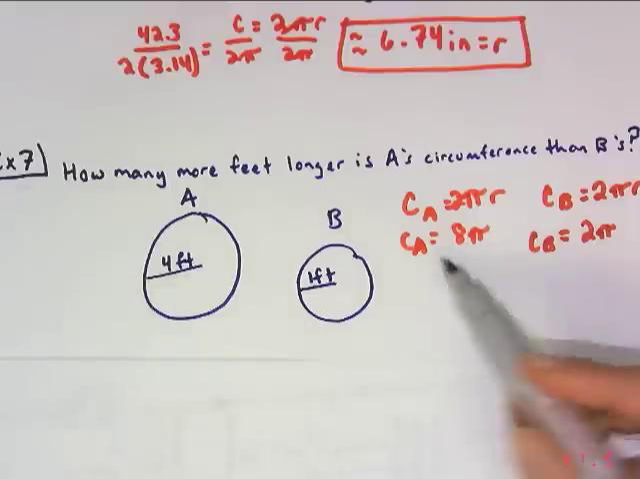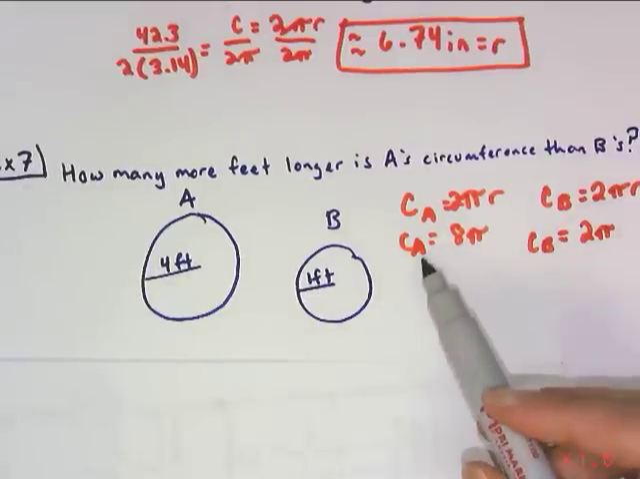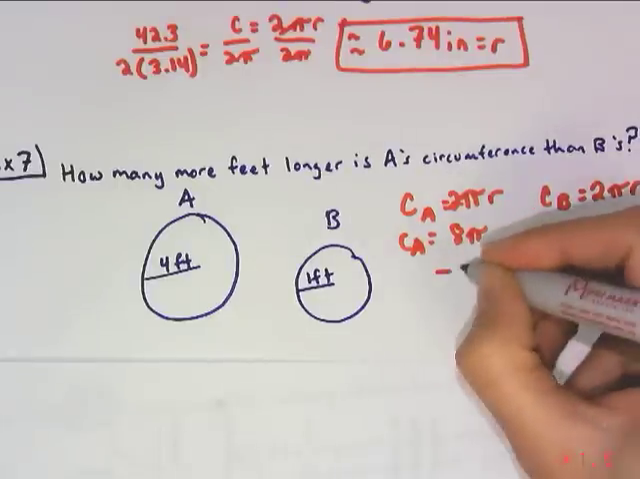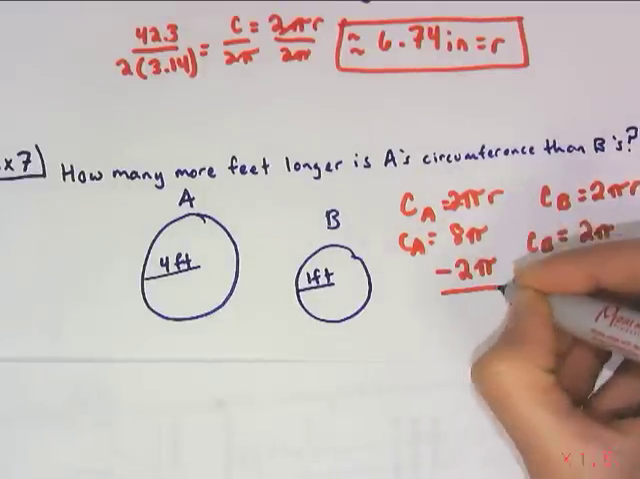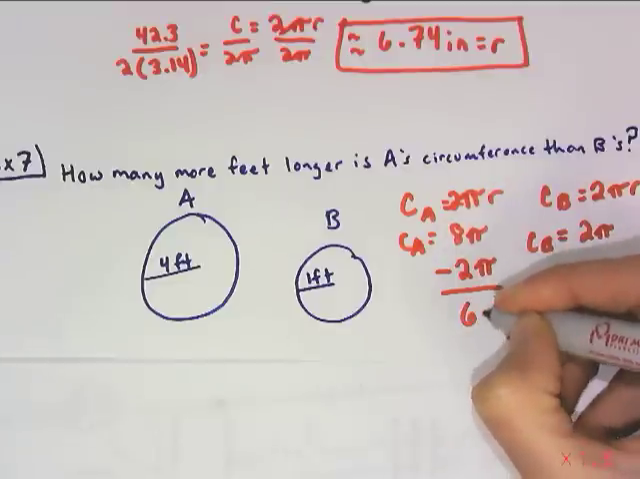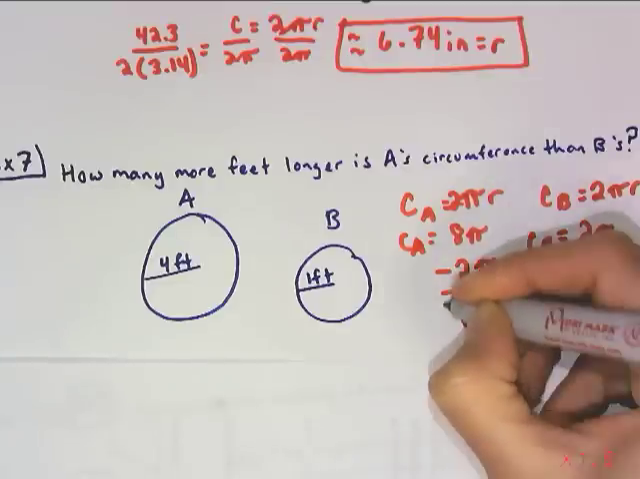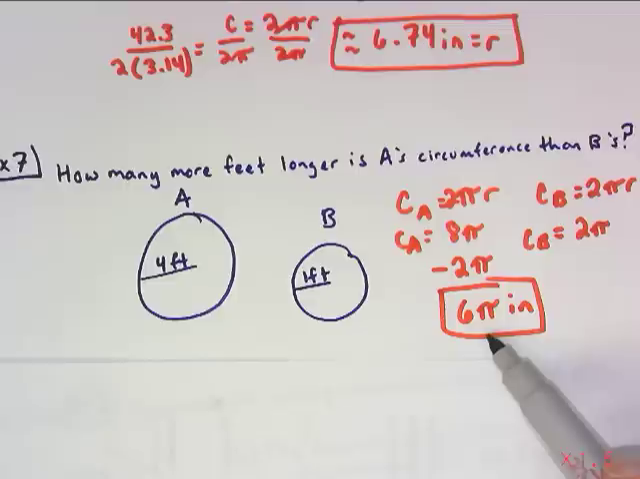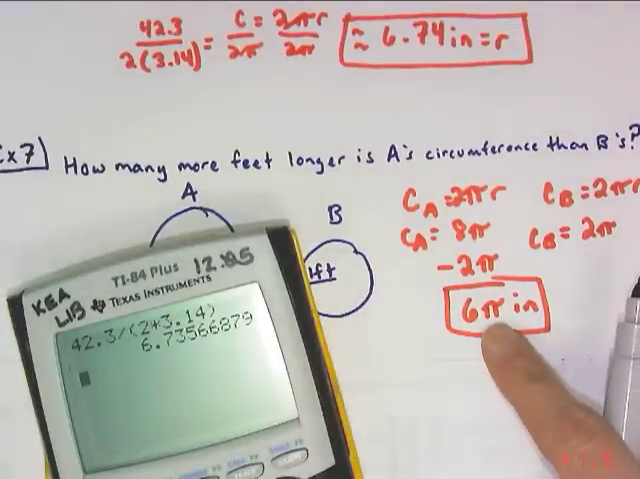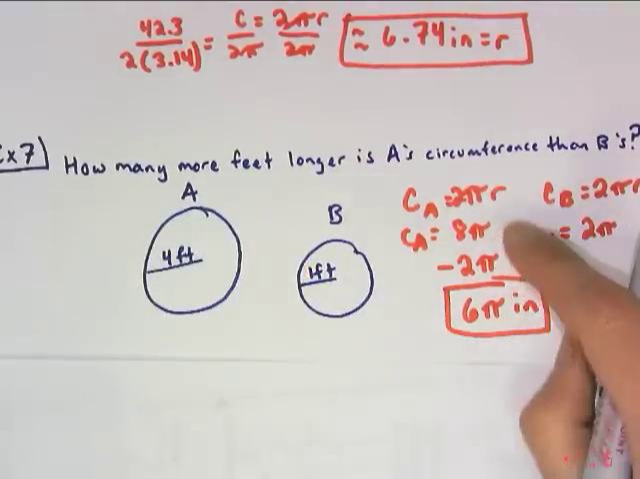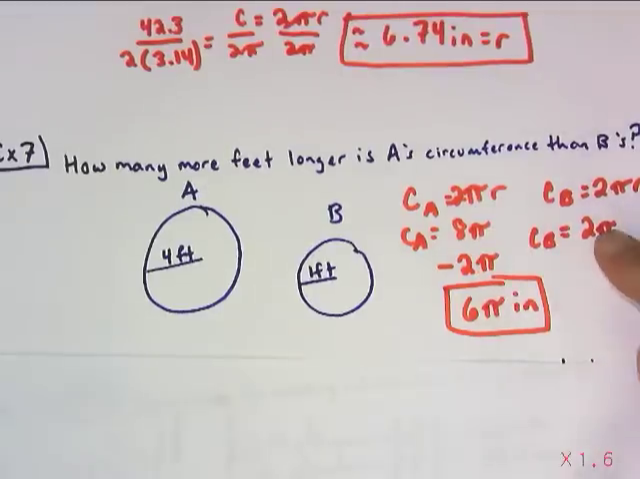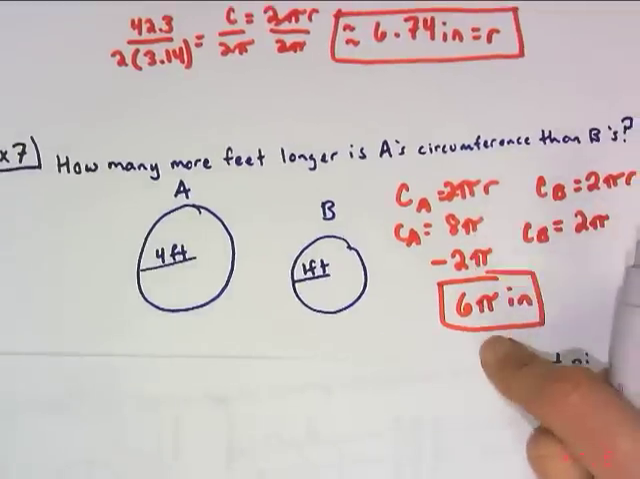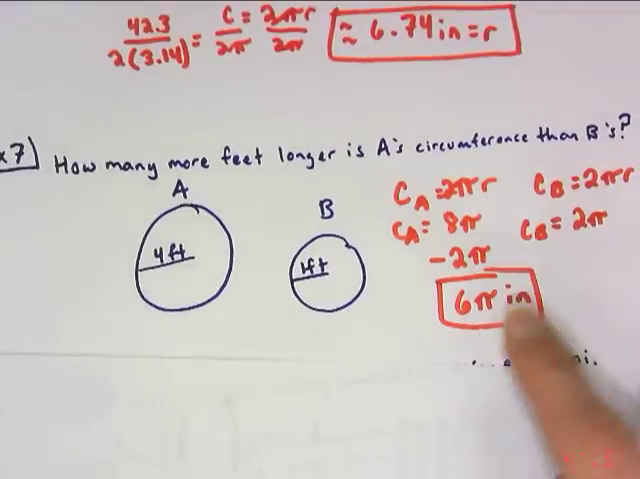And pretty simply, if I say how much longer is A's circumference than B, that implies that I'm going to be subtracting the two circumferences. And then if it doesn't specify, we can say this. We can simply say 6 pi feet. If it wanted you to round to the nearest hundredth, that's implying that you use 3.14. But instead of using 3.14 here and then here and subtracting these ugly numbers, I'm just going to do it at the very end. So this is exact.